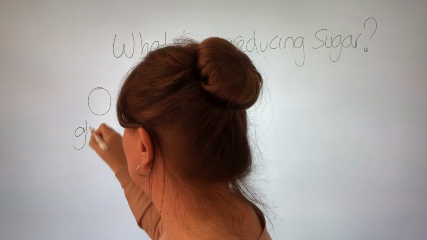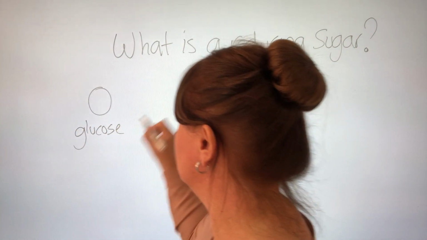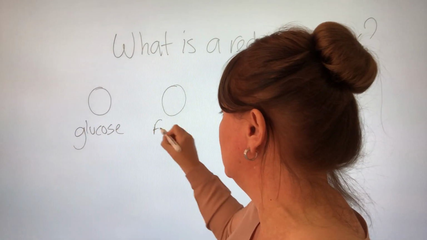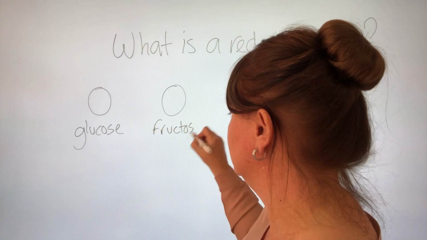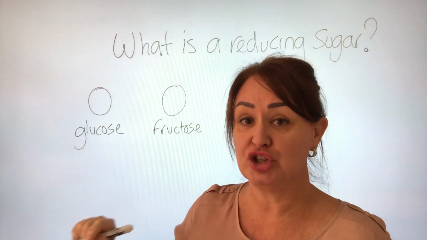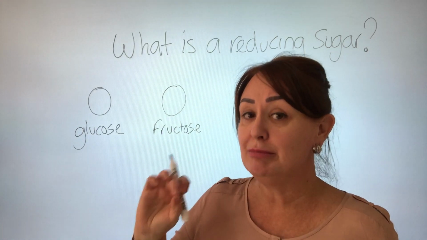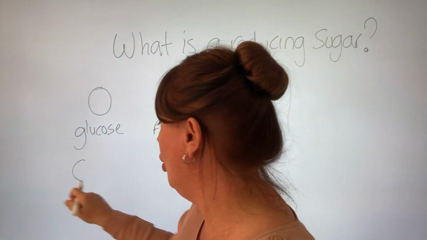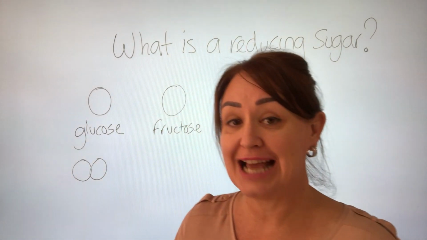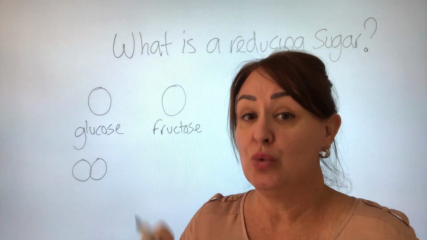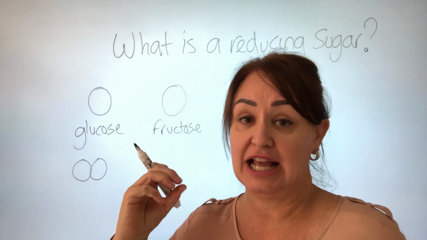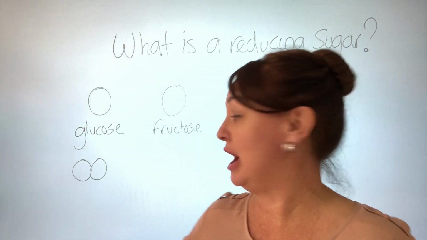An example would be glucose. Another example might be fructose. These are both reducing sugars, they're both monosaccharides. Some disaccharides also act as reducing sugars. In other words, when you put them with Benedict's reagent, they'll turn it from blue to red-brown.